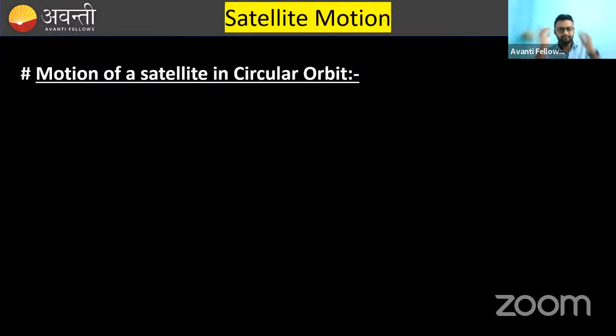Satellite motion. Now, again, this is the important thing. You all have heard about satellites. Some are natural satellites and some are artificial satellites. Our Earth is a planet which revolves around a star, and Moon revolves around the Earth. So, Moon is a satellite.